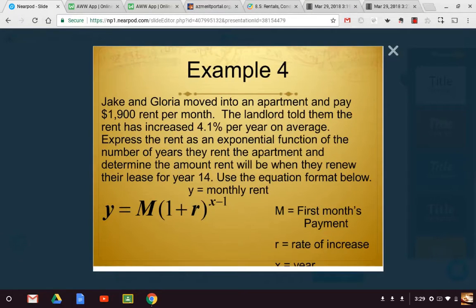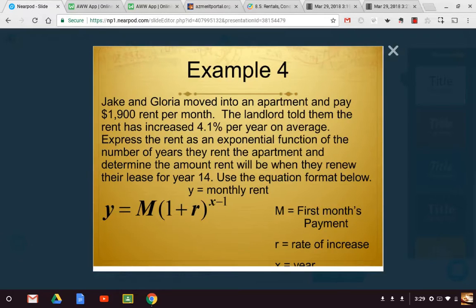14th year. Here we know that Y is going to be our monthly rent. M is going to be our first month's rent. R is going to be our rate of increase, and X is going to be the number of years that we own that apartment there. So it's increasing each year.